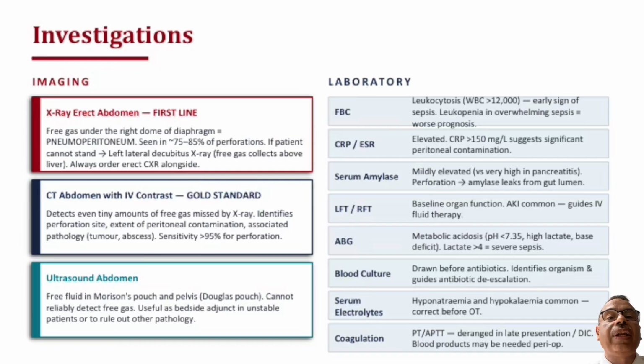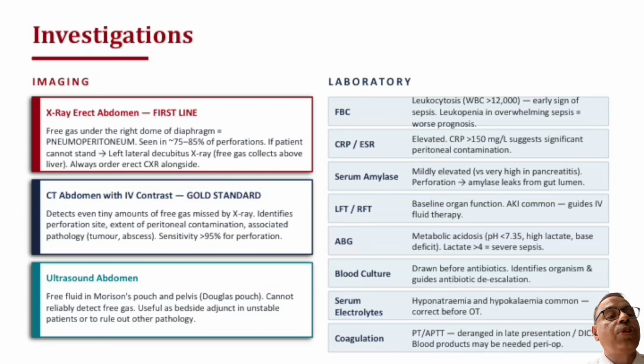Now, what are the investigations we would like to do in this patient? Coming to the laboratory investigations, if you do a full blood count, there would be leukocytosis with WBC more than 12,000, an early sign of sepsis. Leukopenia suggests overwhelming sepsis, which signifies a worse prognosis. Non-specific inflammatory markers like C-reactive protein and ESR may be elevated. C-reactive protein may be more than 150 milligrams per liter, which suggests significant peritoneal contamination. Serum amylase may be mildly elevated in perforation because of amylase leak from the gut lumen.